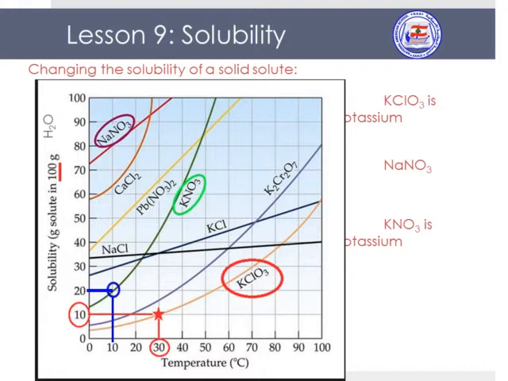Now let's do the last example. Also, I need you to try to solve it in front of you. I need you to give me the temperature now for which sodium nitrate, which is NaNO3, has a solubility of 80 grams in 100 grams of water. The correct answer is 10 degrees Celsius.